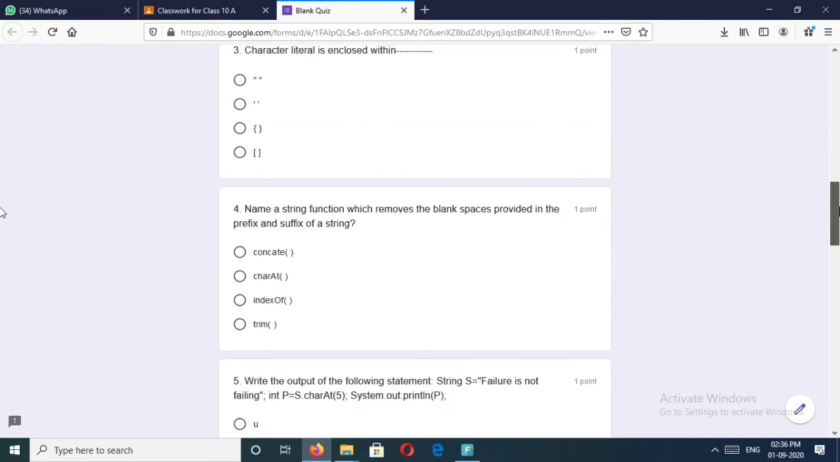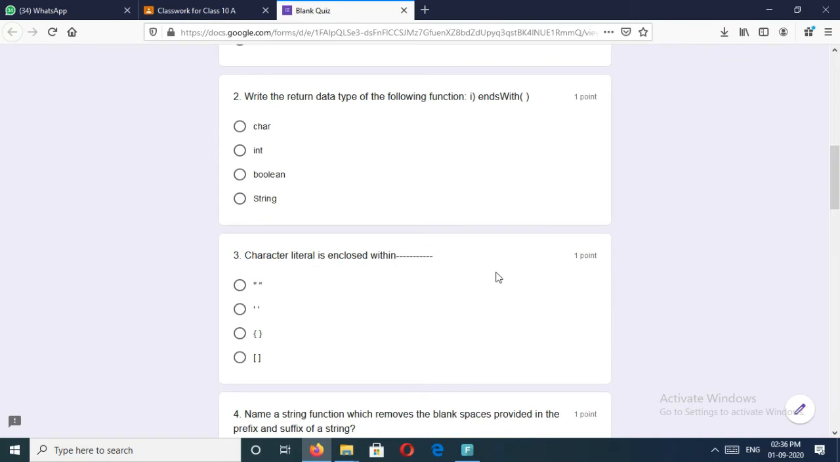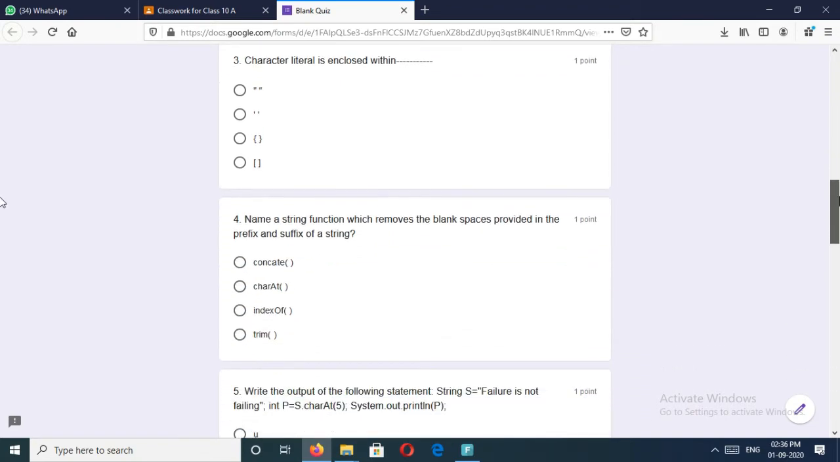Okay. Next one: a character literal is enclosed within what? We know that when writing a character literal, you have to use the single inverted comma. That is the answer: single inverted comma. If you are writing a string, what is the answer? Double inverted comma. Here, since it is a character literal, the answer is single inverted comma.